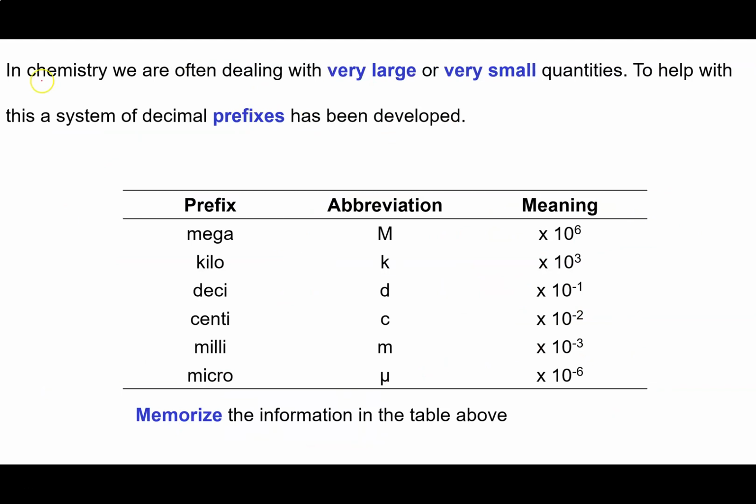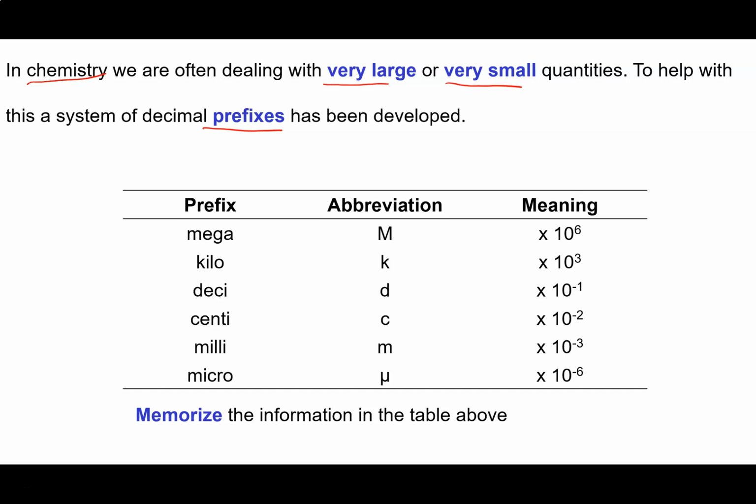Now, chemists, we talked about chemists working with things in the macroscopic domain and also in the microscopic domain. So we'll often deal with very large numbers alongside very small numbers. So to help us do that, we've developed a system of what I refer to as decimal prefixes. What decimal prefixes are are shorthand abbreviated forms of writing that the number needs to be multiplied by a power of 10.